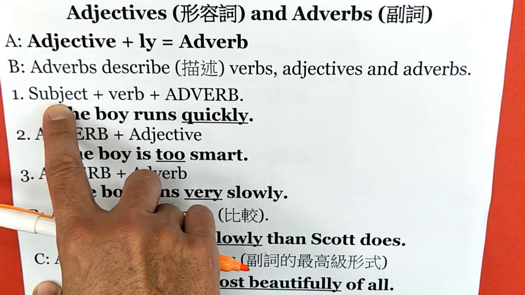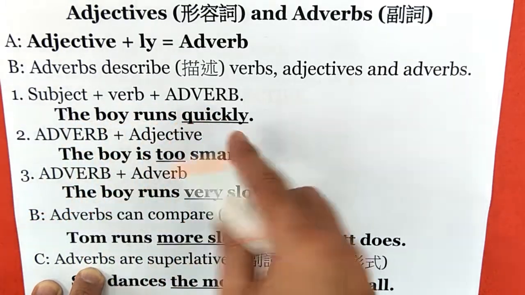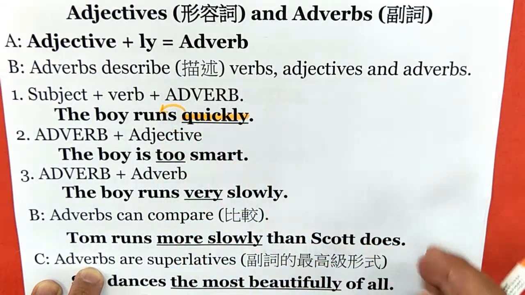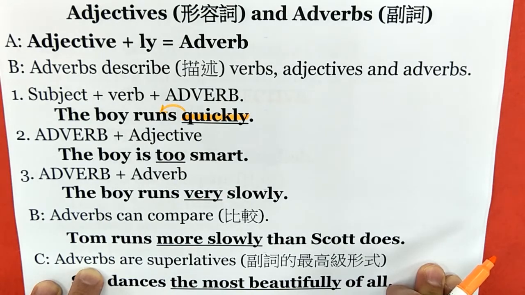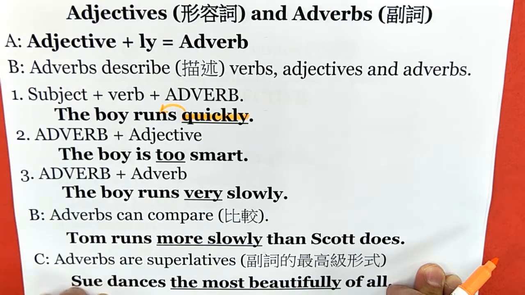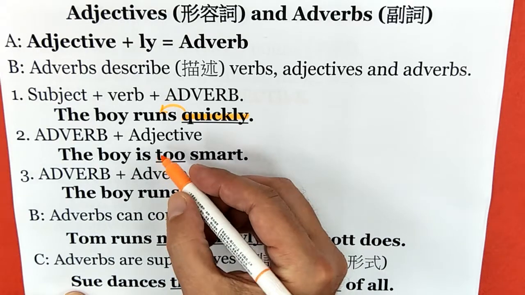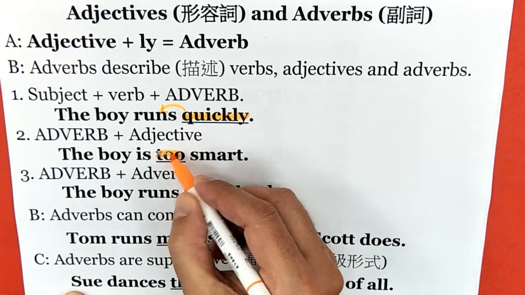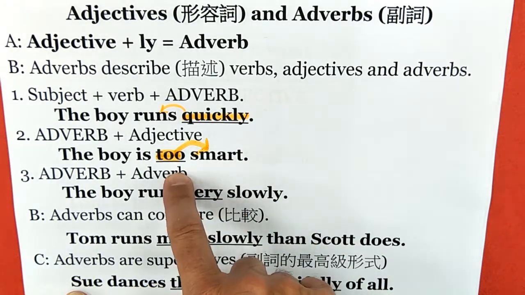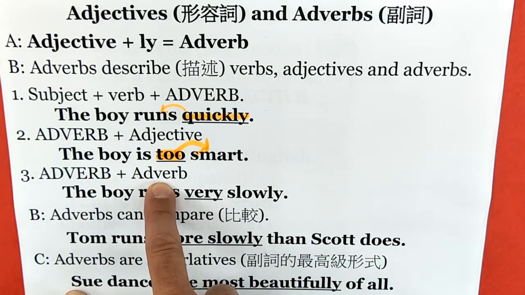For example, number 1, subject plus verb plus adverb. The boy runs quickly. Quickly describes how the boy runs. An adverb can describe an adjective. The boy is too smart. Too describes the adjective smart. It's telling us how smart he is. He's too smart.